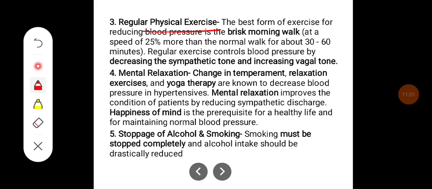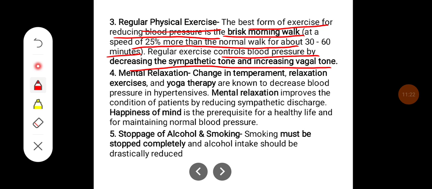Regular physical exercise is the best form for reducing blood pressure. The best exercise is a brisk morning walk at a speed of 25% or more than a normal walk, about 30 to 60 minutes. Regular exercise controls blood pressure by decreasing the sympathetic tone and increasing vagal tone.